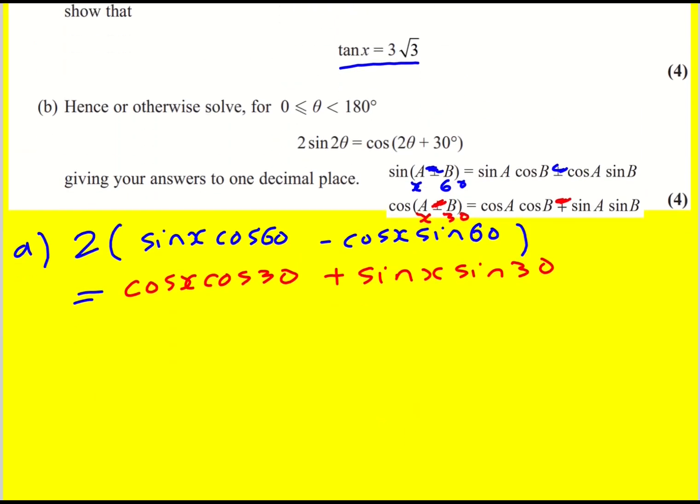Right, so next up, I'm going to multiply it out to sine x and replace cos 60 by its exact value. You can use your calculator, you might know them. Cos 60 is actually a half. Don't worry if you don't know them. And then sine 60 is actually root 3 over 2.